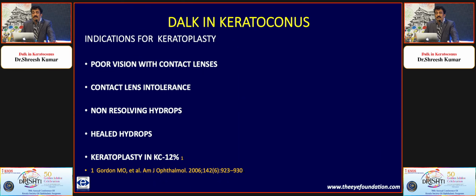These are some of the accepted indications for DALK in keratoconus: advanced keratoconus with poor vision with contact lens or contact lens intolerance, non-resolving hydrops or healed hydrops with poor visual acuity. The percentage of patients undergoing keratoplasty in keratoconus is around 12%.